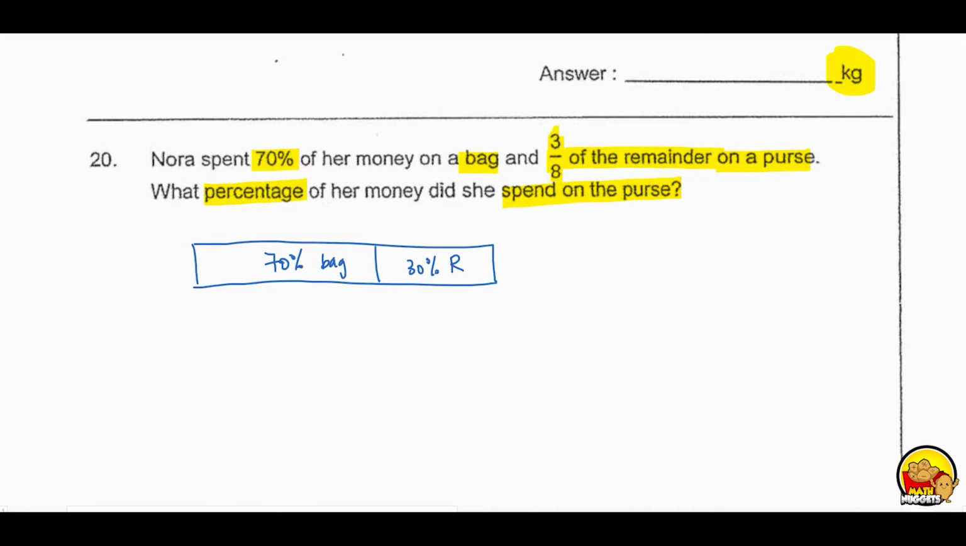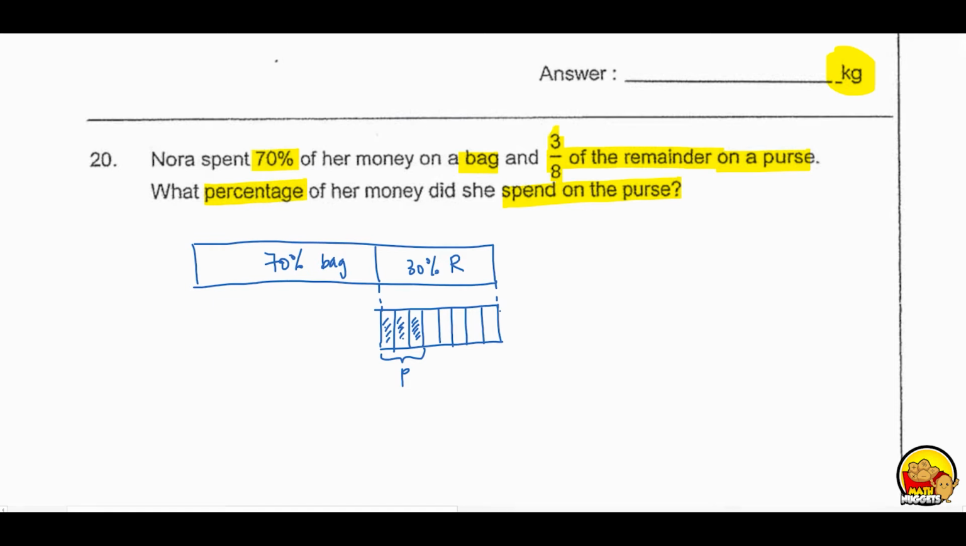So out of the remainder, she spent 3/8 of it on the purse. So the remainder we bring down, and they're referring to it as 8 parts. 3/8 of the remainder. So 3 out of 8, meaning 1, 2, 3, these 3 parts were spent on the purse. And we're trying to find what percentage of her money was this.